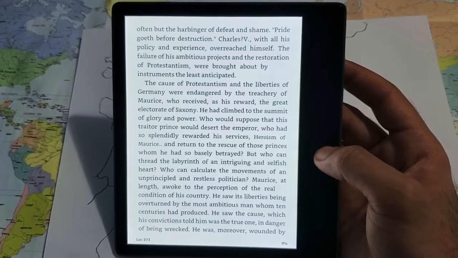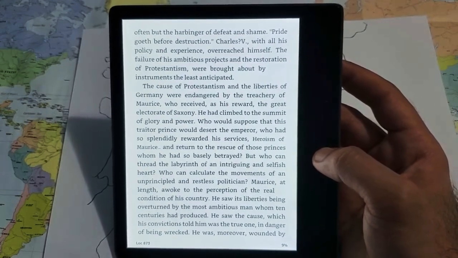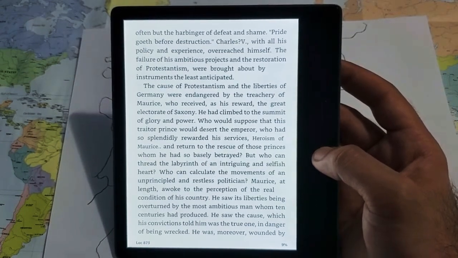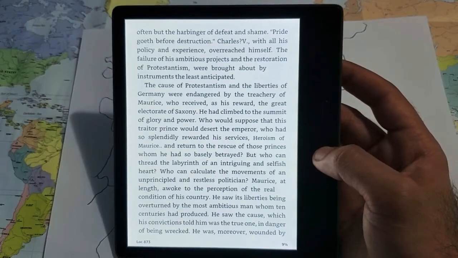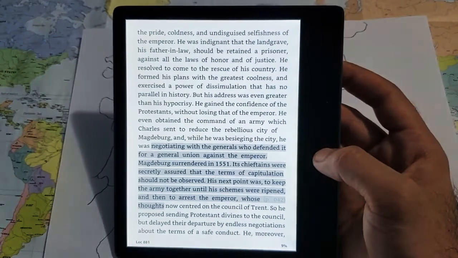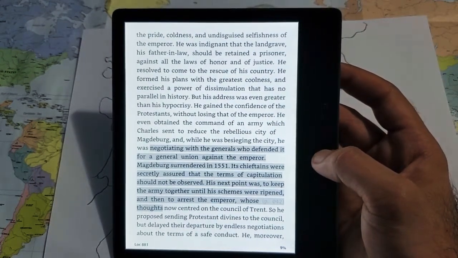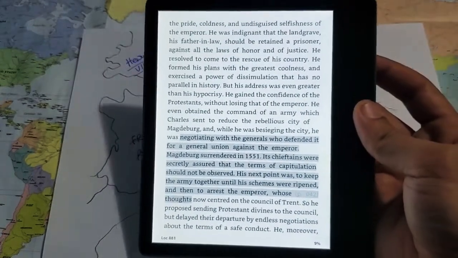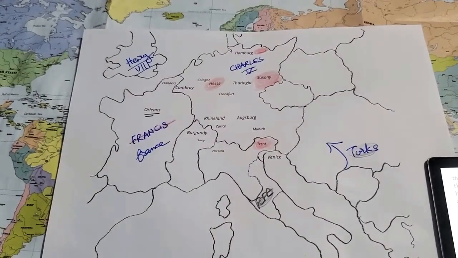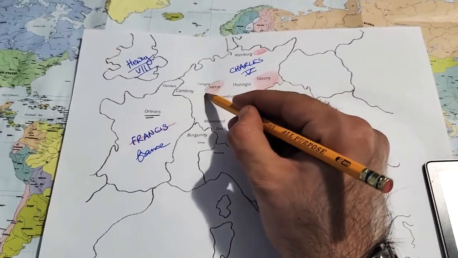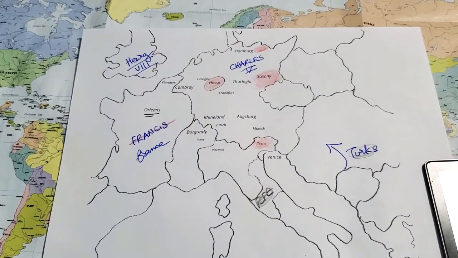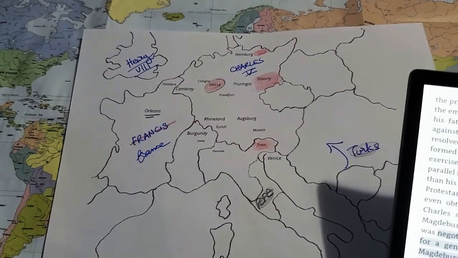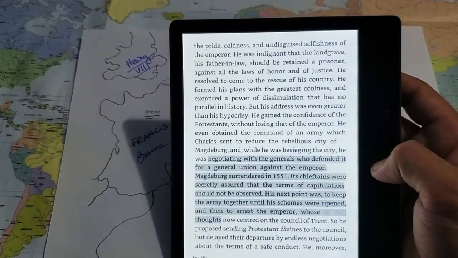Maurice, at length, awoke to the perception of the real condition of his country. He saw its liberties being overturned by the most ambitious man whom 10 centuries had produced. He saw the cause, which his convictions told him was the true one, in danger of being wrecked. He was, moreover, wounded by the pride, coldness, and undisguised selfishness of the emperor. He was indignant that the Landgrave, his father-in-law, should be retained a prisoner, against all the laws of honor and justice. So, apparently, the Landgrave of Hesse was his father-in-law, and he was not happy that this guy was still being arrested, even though you took away his entire kingdom. He was still in jail.